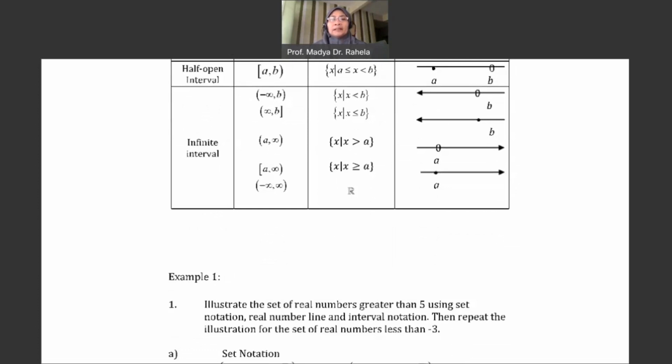Okay, for A to infinity where A is included, the inequality is x greater than or equal to A. On the number line, the black dot, the full dot here, represents that A is included. Or the interval form of negative infinity to infinity can also be represented as R. R here means real numbers. All numbers are included. This is another way of writing the interval form of negative infinity to infinity.